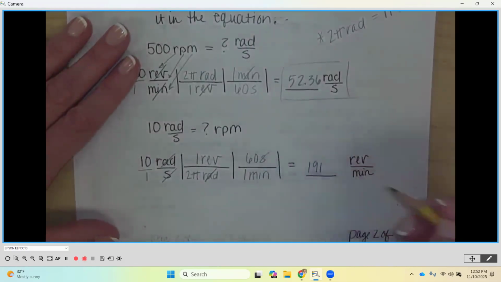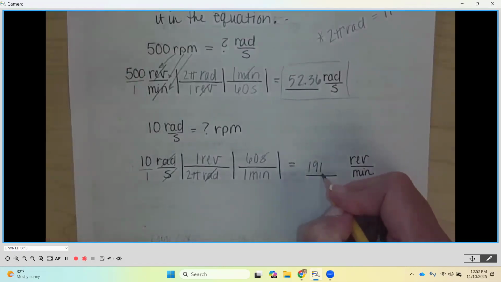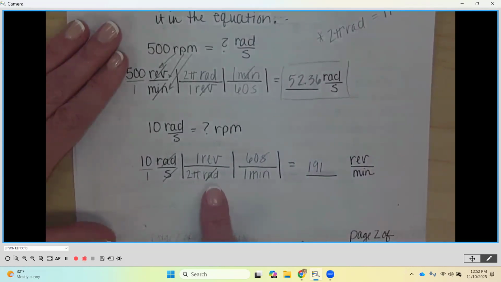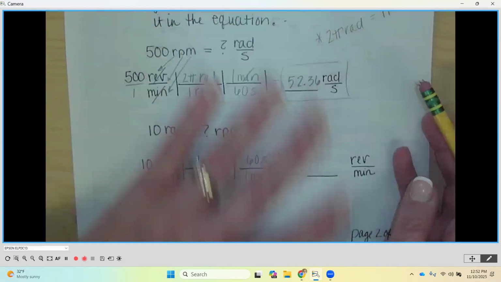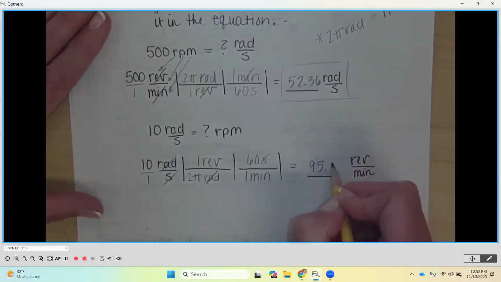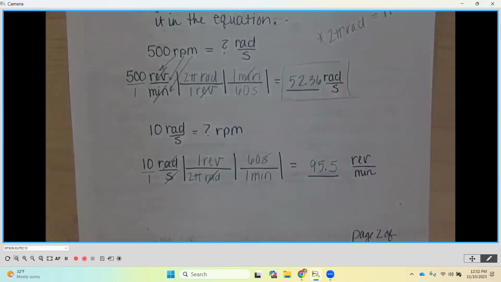191. Okay. 95.5, you got what? 95.5, 95.5, double check. Did you divide by 2 and divide by pi? Forgot. Okay. Yep, don't forget the 2. So it sounds like 95.5, 95.54. Yep, that sounds good.